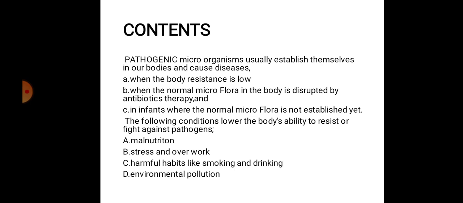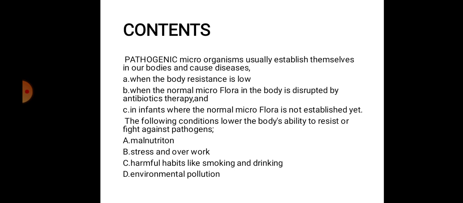When that happens, the following conditions lower the body's ability to resist or fight against pathogens. Remember, pathogens are the causes of disease. The pathogen causes disease, while a vector carries disease. We are still going to talk about vectors, but let us look at how the body's ability to resist the germs or pathogens is lowered.